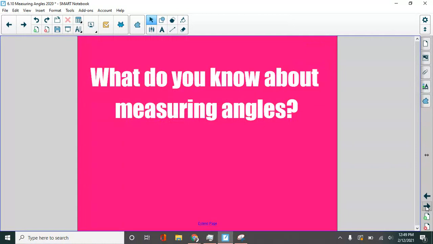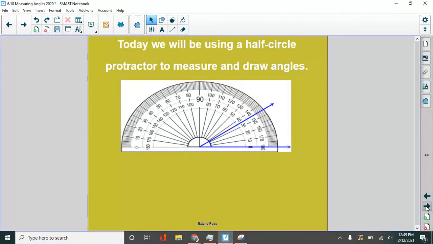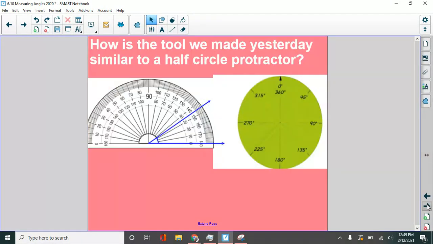All right. So what did we learn last time, or what do you know about measuring angles? All right, let's cover some things that people might have said. We're going to be using a half circle protractor. This is the most common type of protractor, okay? And that's what we're going to use. Now, look at these two tools. This is what we made last time. This is what we're going to use today. I want you to tell me one thing that is similar between those two.